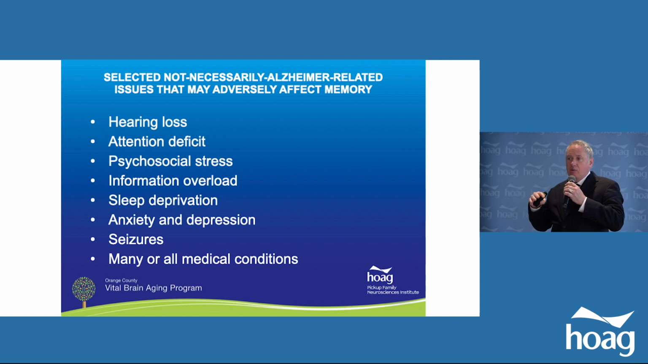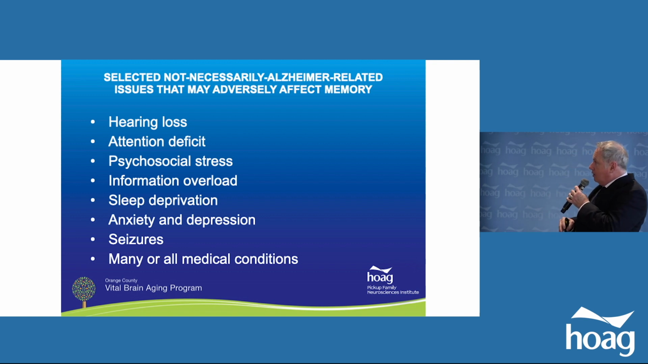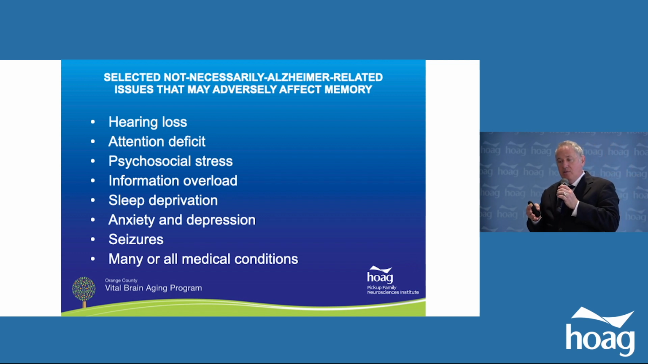But it's also the case that we think that chronic sleep deprivation may be a risk factor for dementia and Alzheimer's. Anxiety and depression impact memory greatly. A lot of times patients are seen in a neurology clinic with confusion or memory issues, and it turns out that they're actually having seizures, so we always have to be on the alert for that possibility. And then many, or potentially all, medical conditions, if they're severe enough, may impact the brain and therefore may impact memory. So we have to be on alert for everything.